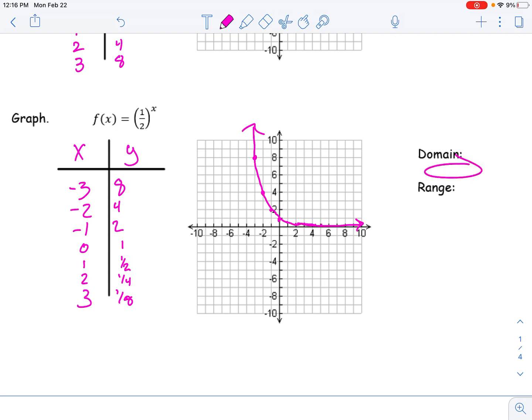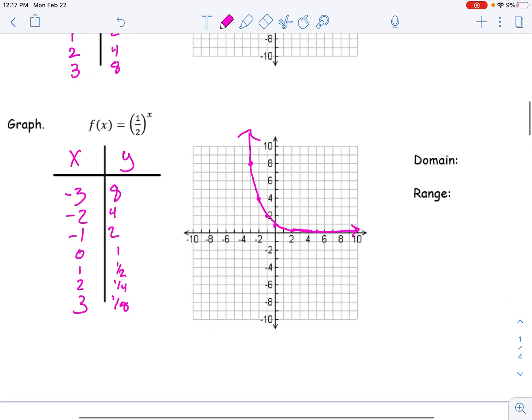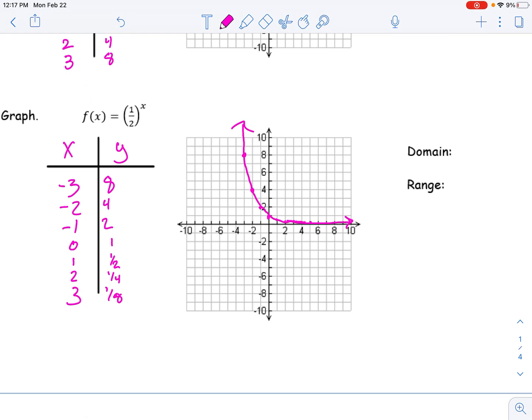Again, so now my question is for my domain. What could I have put in for that exponent? I could put whatever I want. I just randomly chose these numbers, -3 through 3. I could have done -87. I could have done +74. It doesn't matter. There's no restrictions on my x's. And I know that it will always go that way and that way on my graph too, because this line will continue to go up and over to that direction as I go.